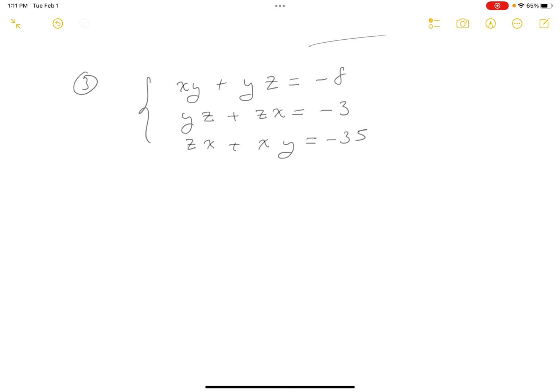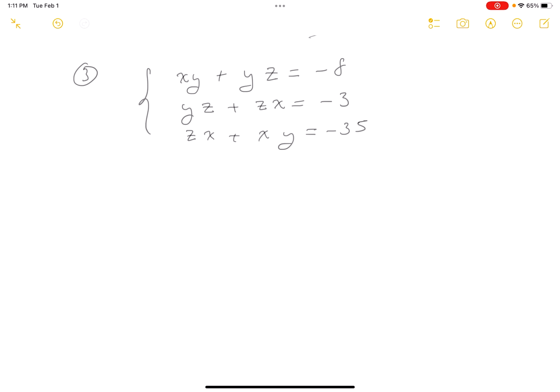And kind of looking at it, I noticed a lot of things I could do with it. And I'm not saying that my way is any better than anybody else's way. I'm just going to add them all together and see what I come up with. And if you did that, I want to point out, it looks like I got 2 of everything. So 2xy, I'm adding them all together, 2yz's, and 2zx's.